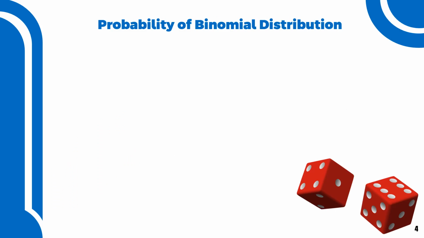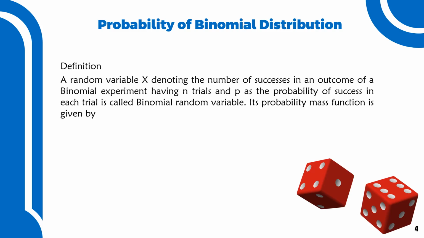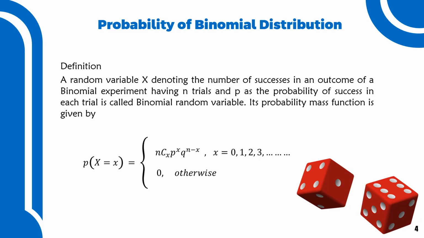In this slide, we are going to see probability of binomial distribution. Definition: a random variable x denoting the number of successes in an outcome of a binomial experiment having n trials and p as the probability of success in each trial is called binomial random variable. Its probability mass function is given by P of x equal to nCx p power x q power n minus x, x equal to 0, 1, 2, etc. Otherwise 0. Where p plus q equal to 1.